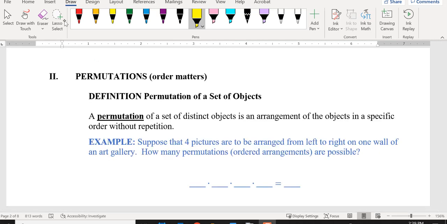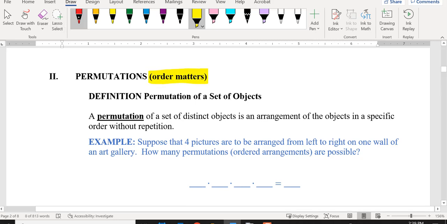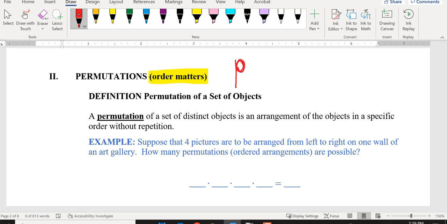Now that we know a little bit about factorials, we can go talk about things called permutations. And I have put in parentheses, order matters. And watch this, when I draw a P, do you see that O sitting up on top? There's an O there because order matters. O, order matters. Okay, definition, the permutation of a set of objects. A permutation of a set of distinct objects is an arrangement of the objects in a specific order without repetition.